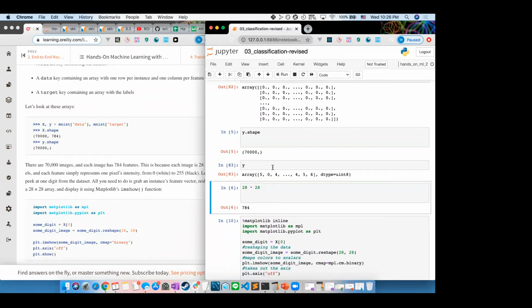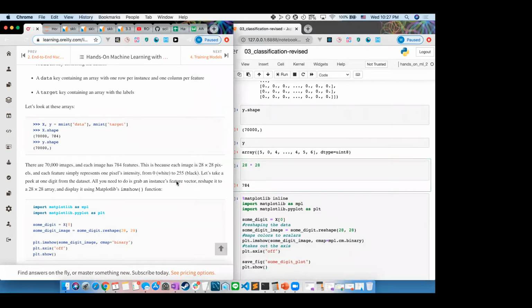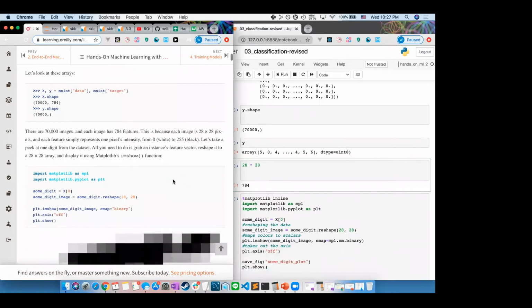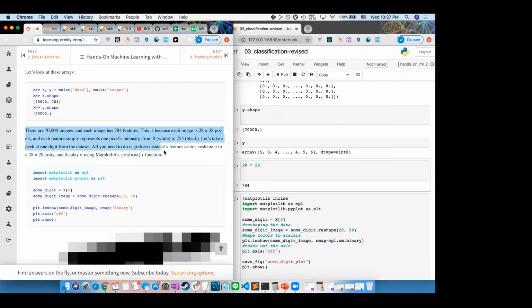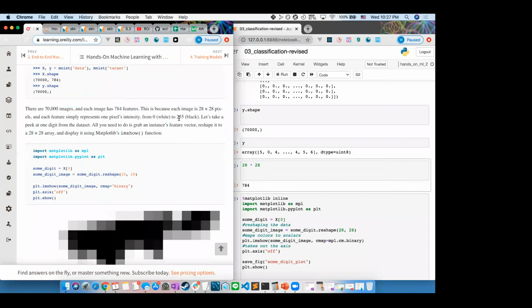Each target value indicates basically the true number that's on the image. And 28 by 28, that's 784 pixels. Cool. So yes, he kind of explained it here as well. There are 70,000 images, and each image has 784 features.